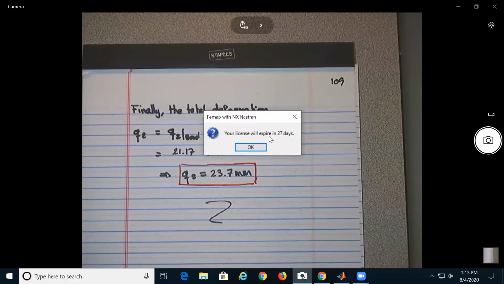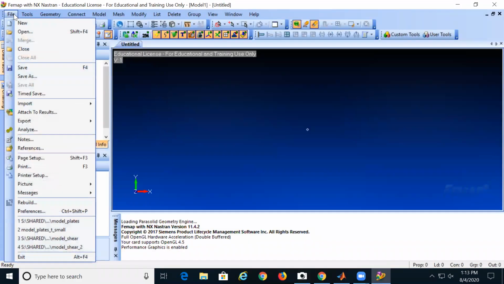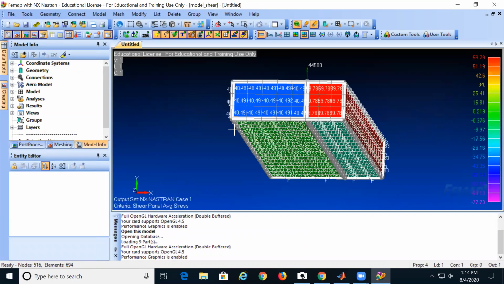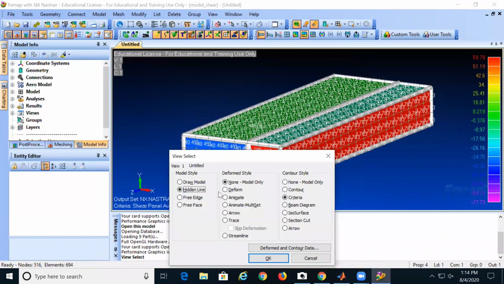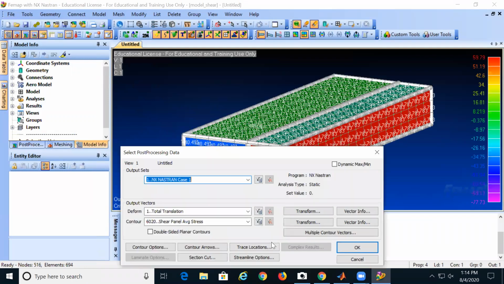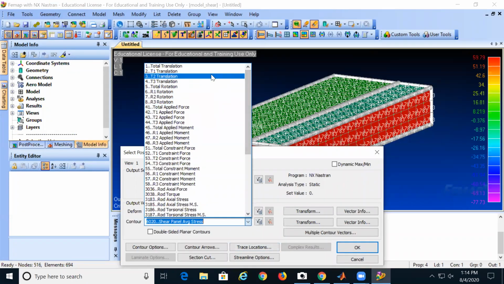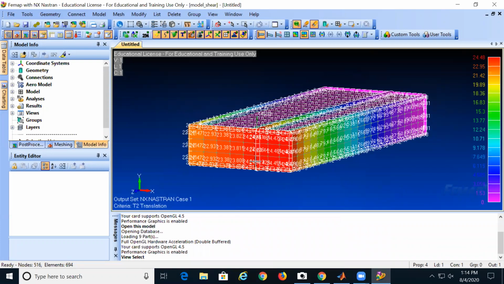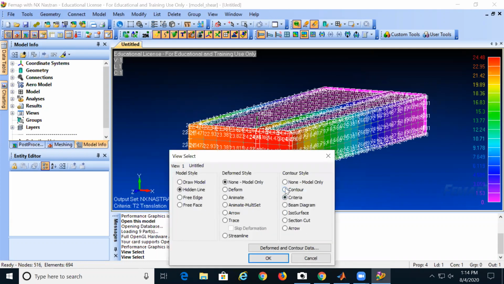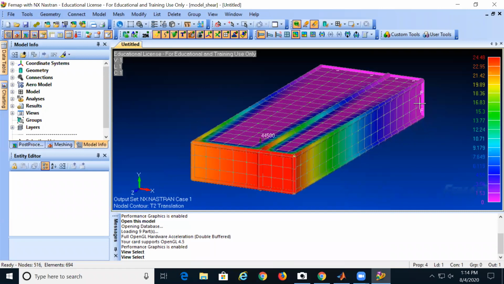So now if I go very quick and open, I think it's this one here. I think that's the model. And I look at the deformation, F5. So the Y deformation. Okay, I can just put the contour, and we can just look at the value here. Okay, 24.48, we got 23.7, no? Okay, is about the same range.